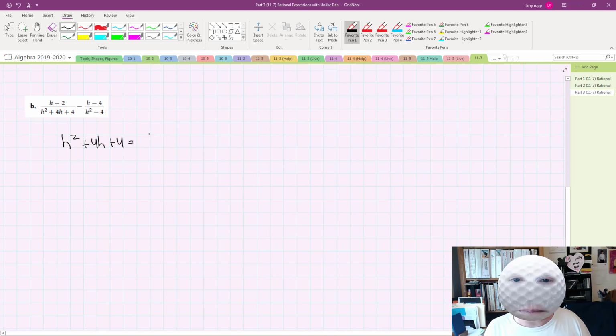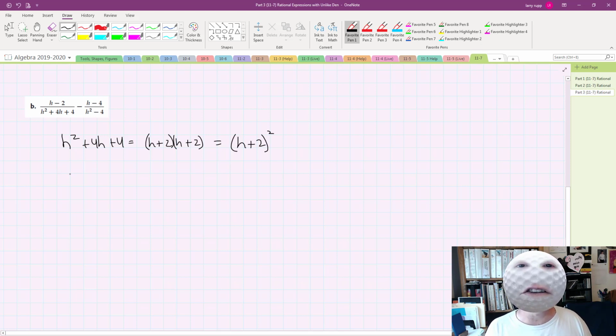Can that be factored? Well, let's see. What two things multiplied together give you positive 4 and added together give you 4? Yes. So you could write that as (h plus 2) squared.